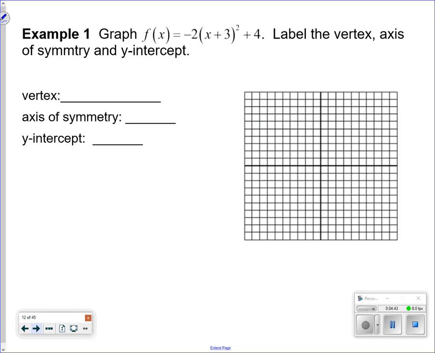So the vertex in this particular case is -3, 4. The axis of symmetry, the line that's going to cut this in half, is going to be x equals -3. So let's graph this. I'll come back to the y-intercept in just a second. So the vertex, -3, positive 4. And I'm going to use the shortcut method to graphing here. Let's see if we can do it. If I go over 1, so left or right 1, I'm going to go down 2, because that's 1a. If I go over 2, I'm going to go down 8, because that's 4a.